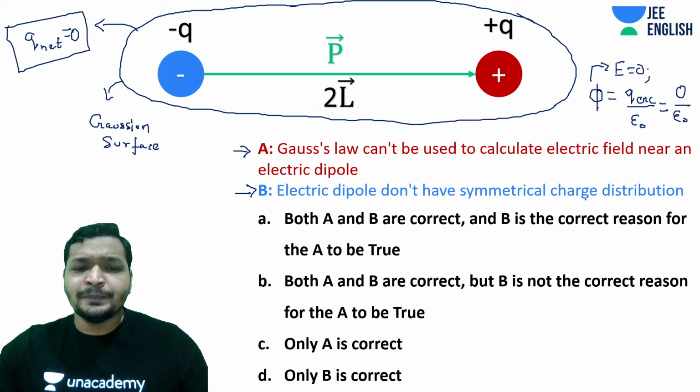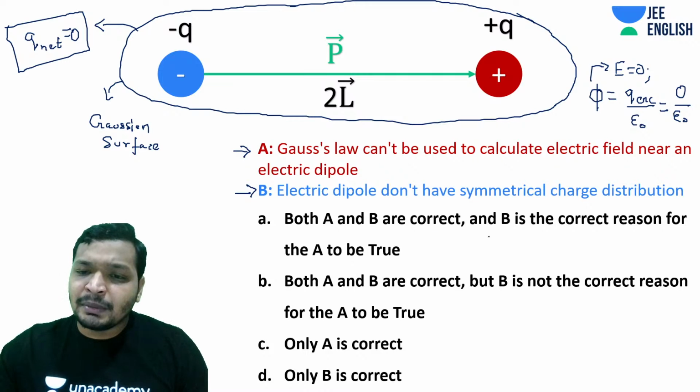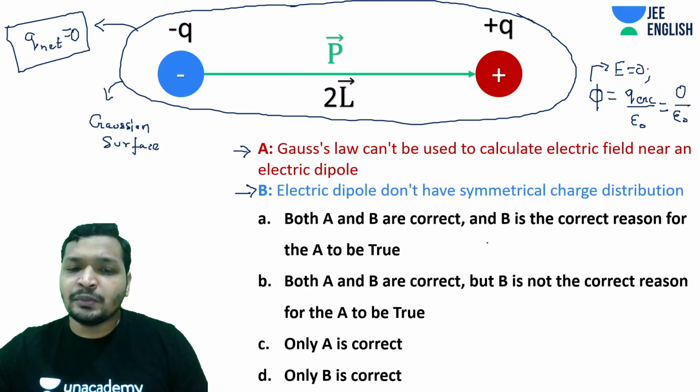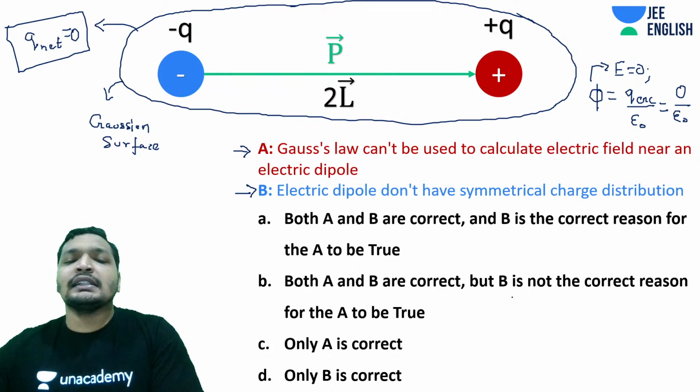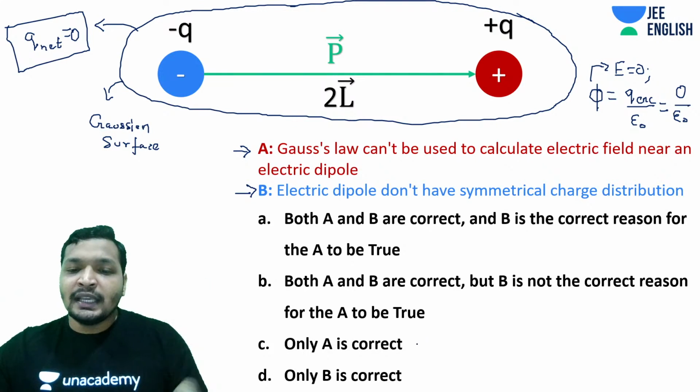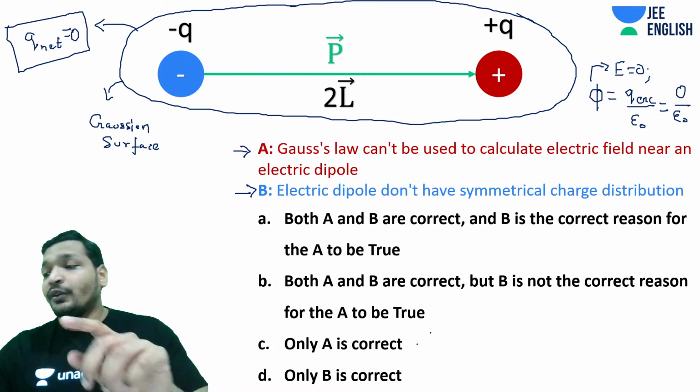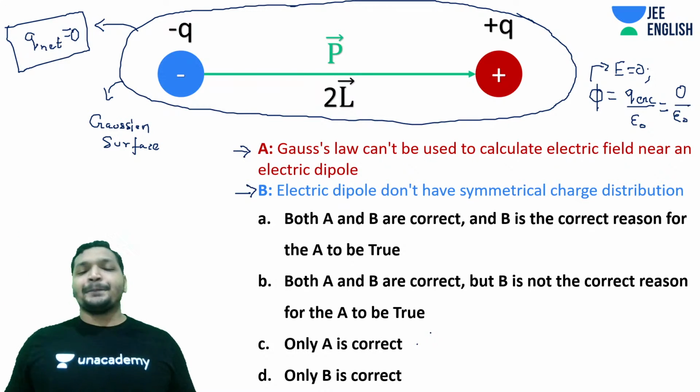Is that the reason? So your option A says both A and B are correct, and B is the correct reason for A to be true. Option B: both A and B are correct, but B is not the correct reason for A to be true. Only A is correct, only B is correct. Think about it.